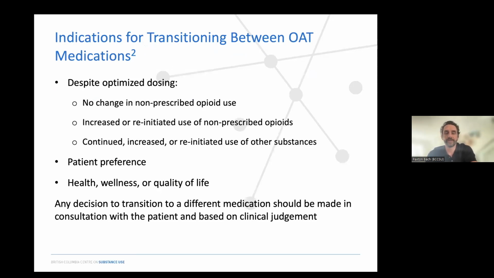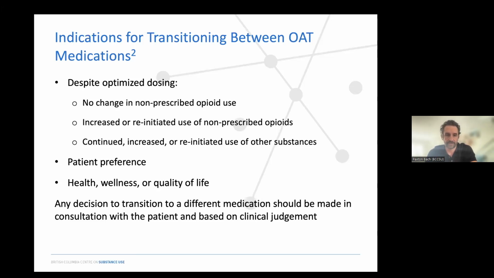So when seeing a patient, when you're considering a possible transition between OAT medications, there's a number of considerations. First off, one indication or reason why you may consider changing formulations of OAT is if you feel the dosing has been optimized, but you're seeing no change in their non-prescribed opioid use, an increase or reinitiation of non-prescribed use, or continued, increased, or reinitiated use of other substances. In other words, if we're not seeing an individual meet the goals that they're setting for themselves.